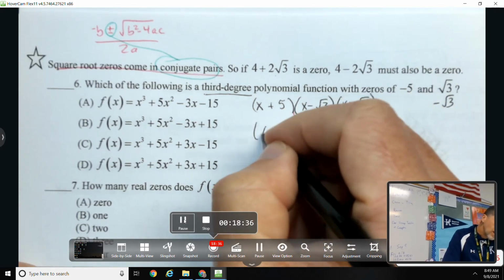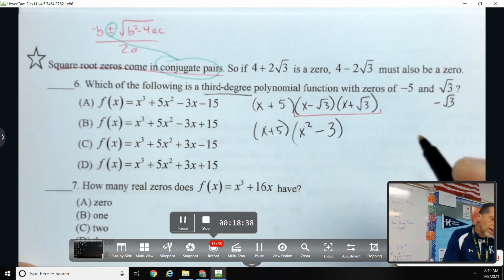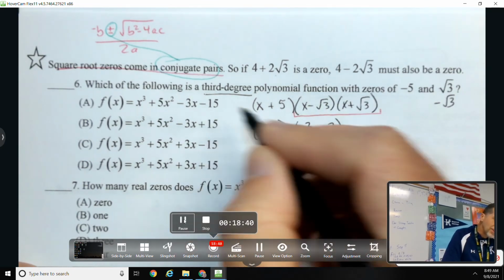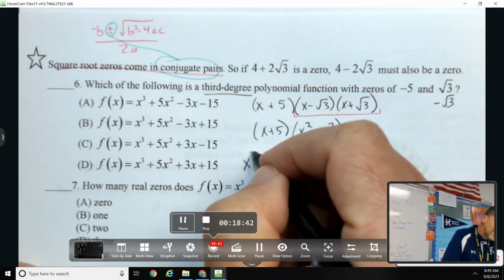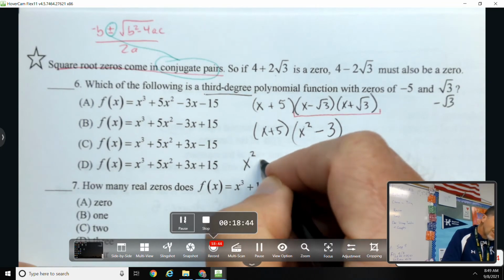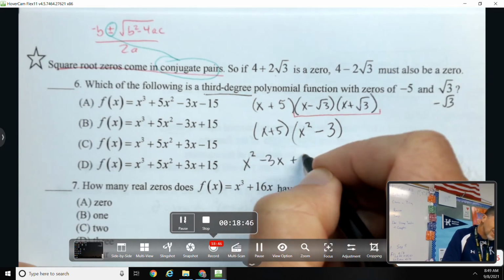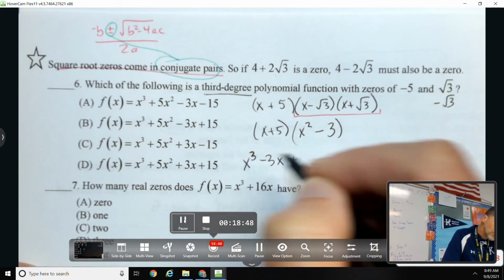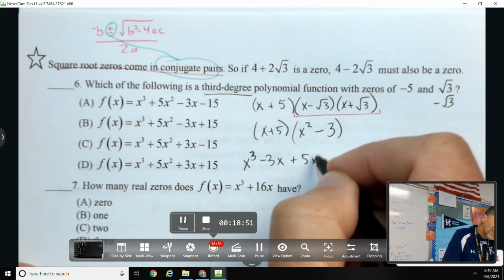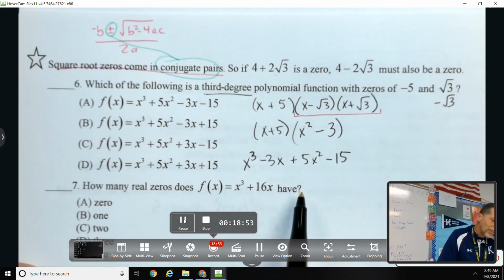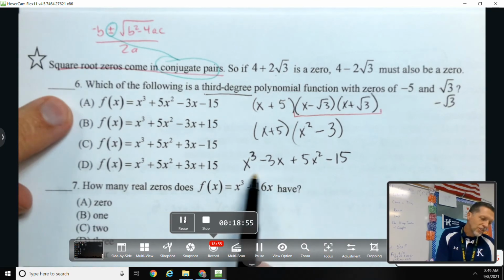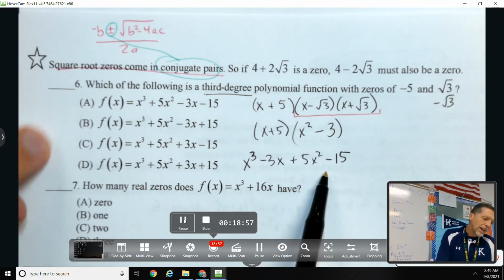And then times x plus 5. It equals A. Apparently it's A. Let's see, first, outside, cubed, inside, and last. Although now they're out of order, so I better be real careful looking. But I agree with you, it is A.